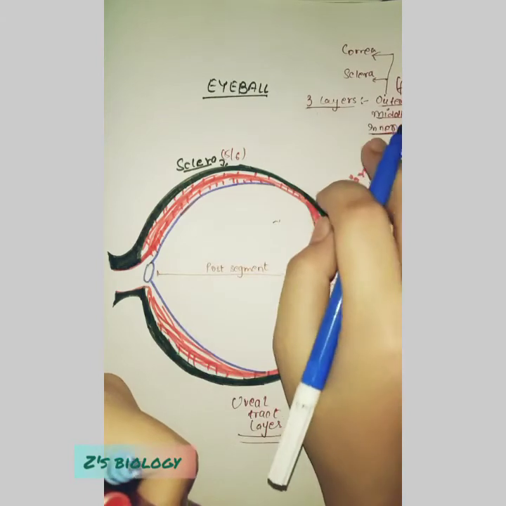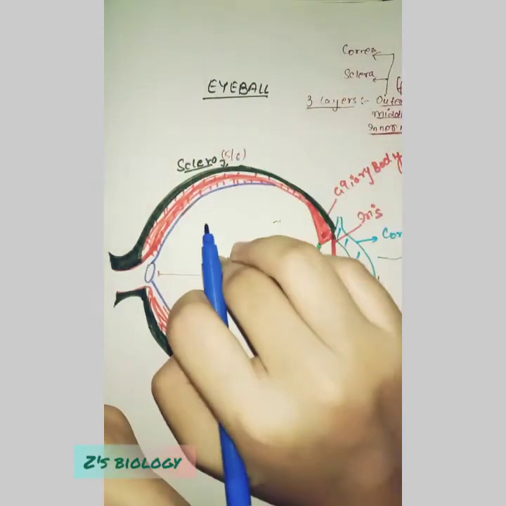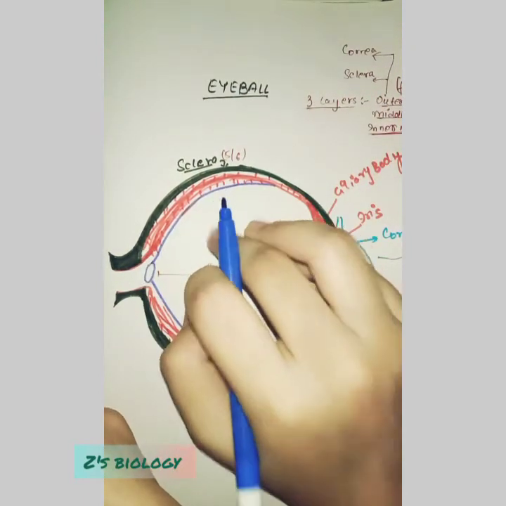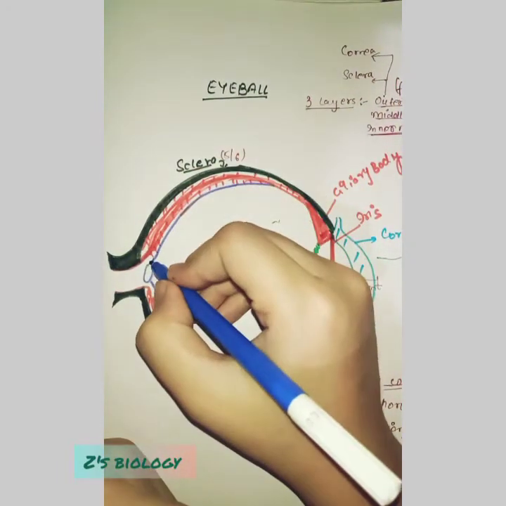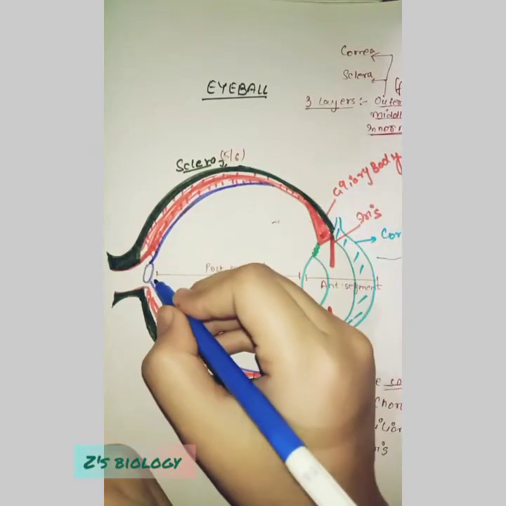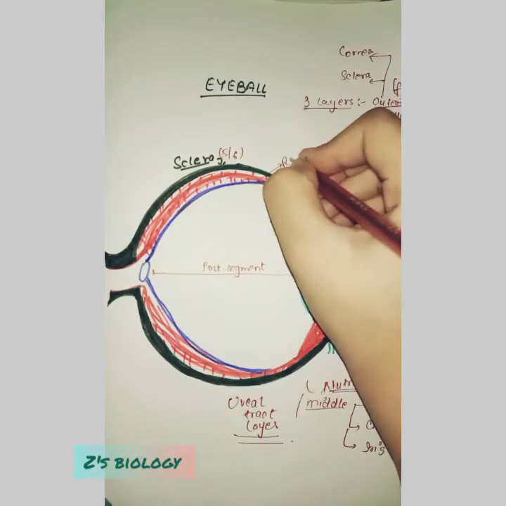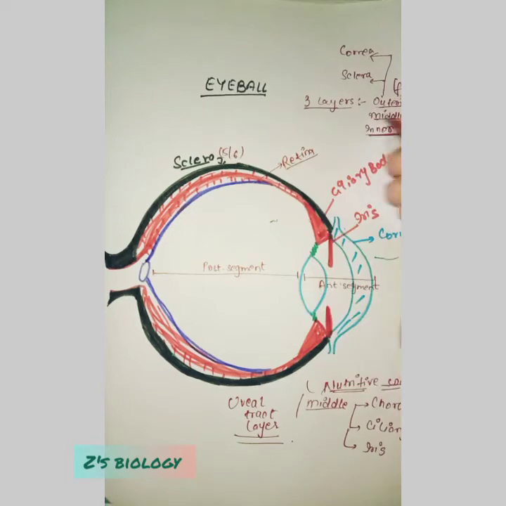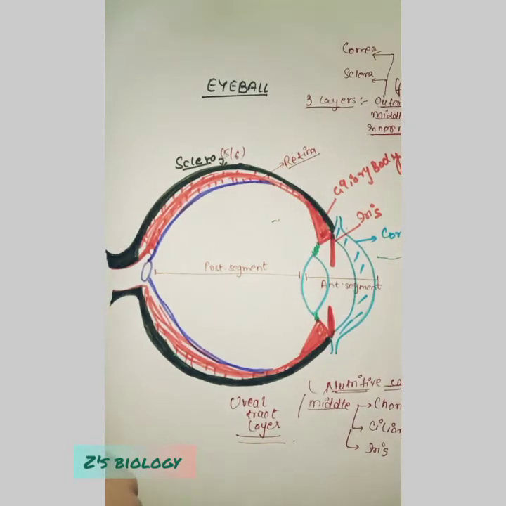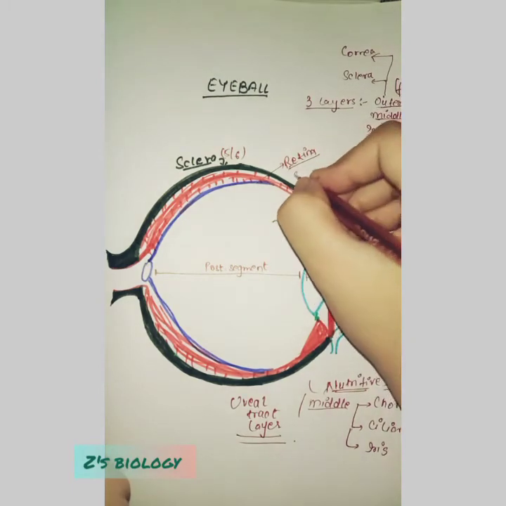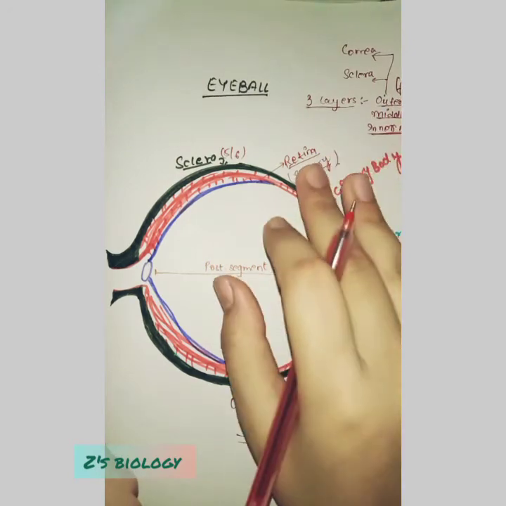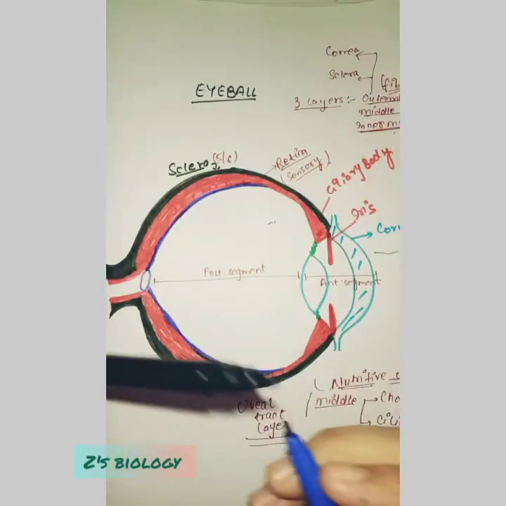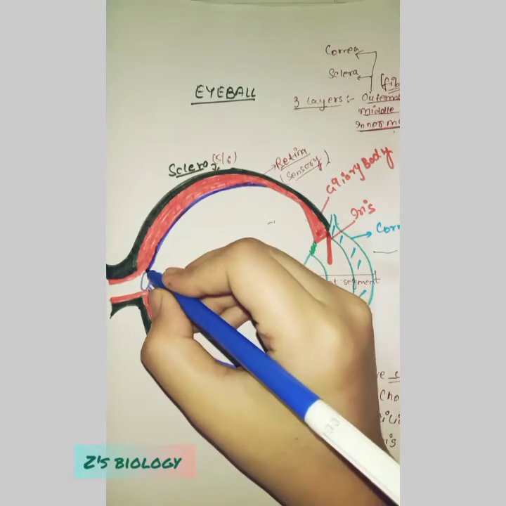The retina is a very delicate layer, the innermost layer of the eyeball, and the retina is also known as this layer. I have made this one. This is the retina, the sensory layer. The outermost layer is a protective layer, and then the middle layer is the nutritive coat of the eyeball. The retina is the sensory layer of the eyeball. It is sensory in nature and a very important part of the eyeball.